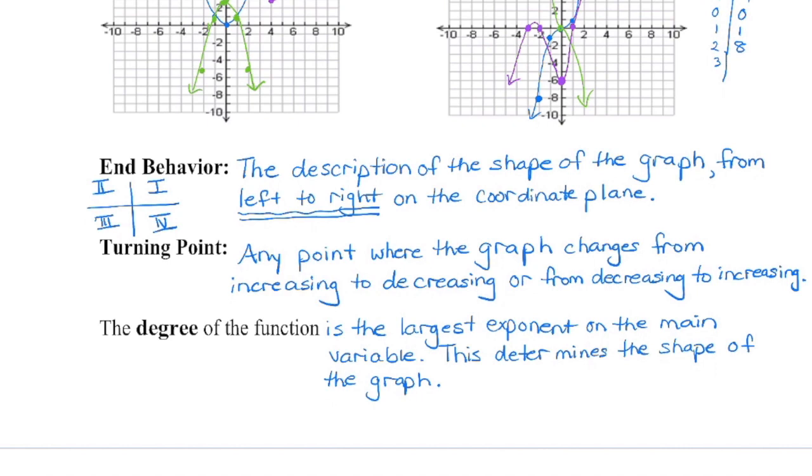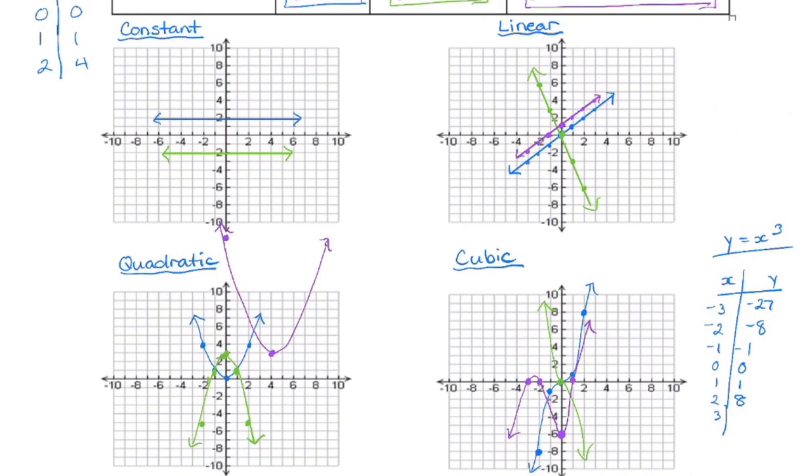There are 3 terms that we need to know when we're dealing with functions. The first one is end behavior. Remember, on a Cartesian plane, where x is positive and y is positive, that's our first quadrant. Moving in a counterclockwise direction, quadrants 2, 3, and 4 are as follows. When we talk about the end behavior of a function, we're looking at what happens as we move from left to right on the Cartesian plane. So for example, on my constant, if I go from left to right, I come in quadrant 2, I go out quadrant 1. Or I come in quadrant 3, I go out quadrant 4.